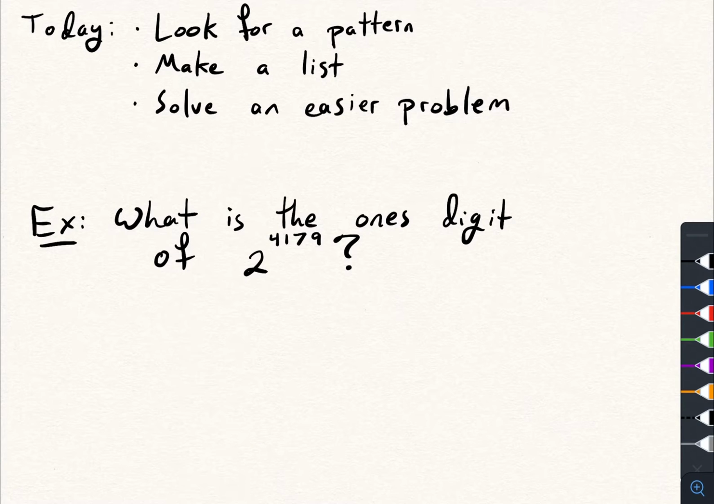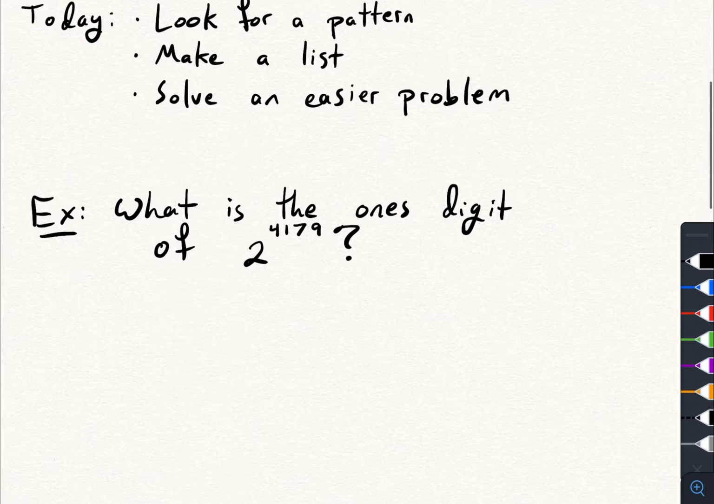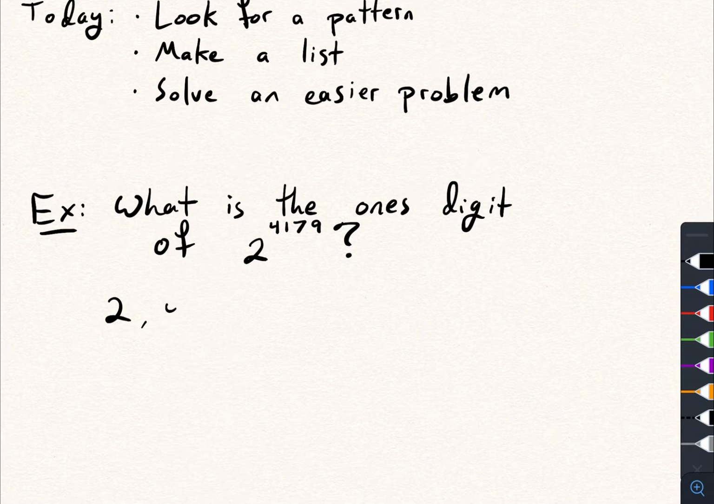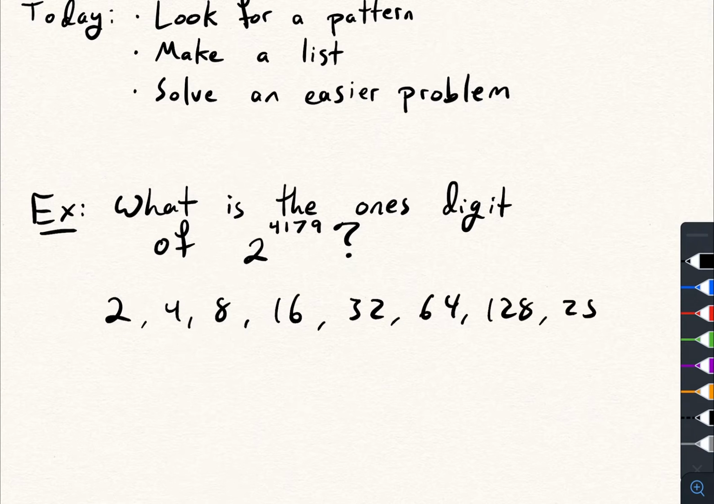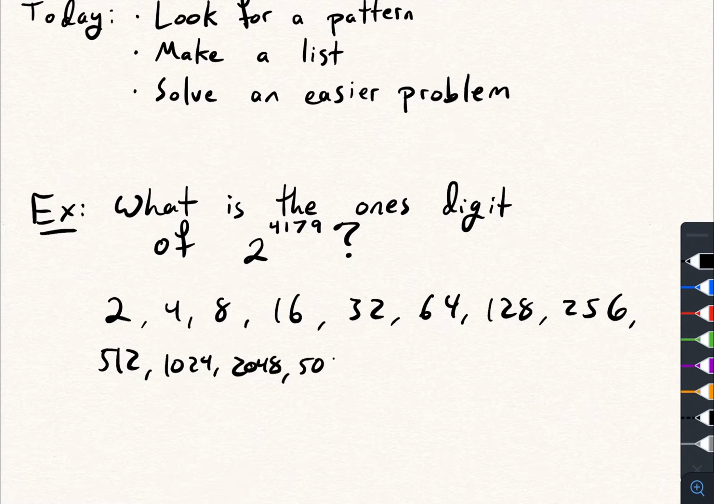The goal is to find a pattern somewhere that would help us generalize and figure out what the ones digit should be. So here's what we're doing. We're going to write down the first couple powers of 2: 2, 4, 8, 16, 32, 64, 128, 256. I'm going to keep going here: 512, 1024, 2048, 4096. We could keep going if we wanted, but it started to get hard for me, mental math wise, so I'll stop there for now. Now we have a decent list.